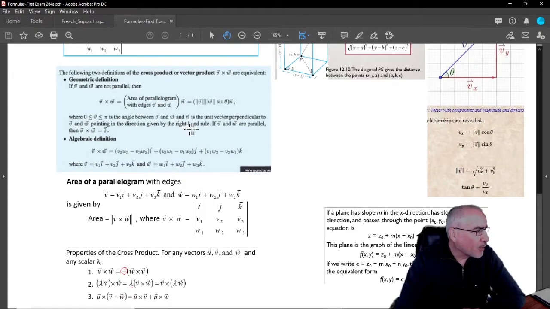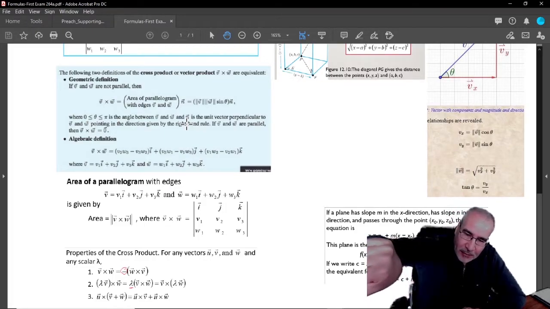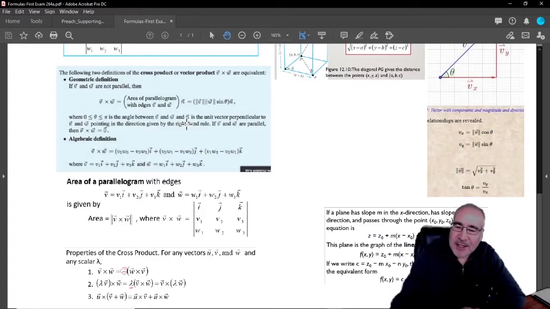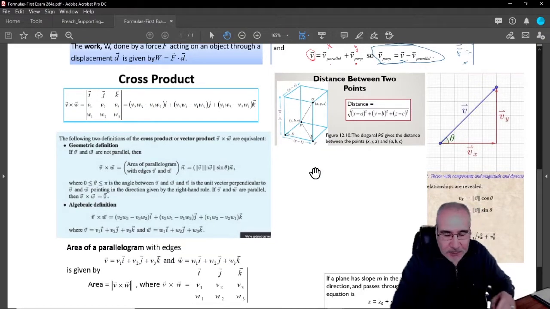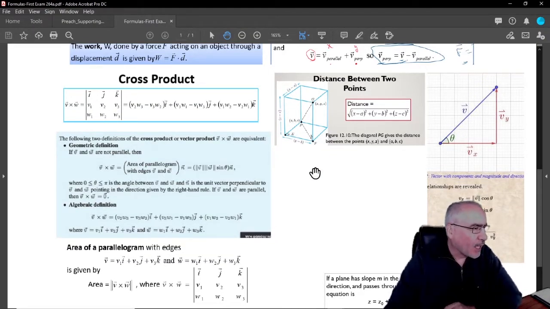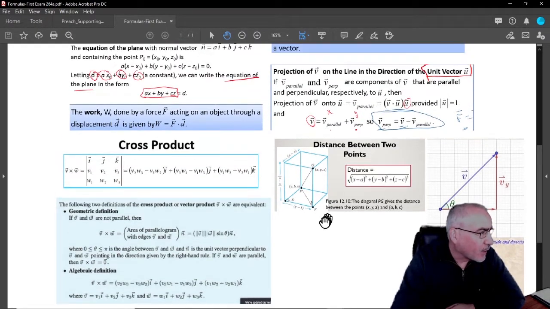So the geometric definition, remember with the right-hand rule, when we do a cross product, we're getting a vector that's perpendicular either this way or this way. So it's just the direction it's pointing. That's what the right-hand rule gave us. That's what the explanation gives you. I didn't remember seeing that directly in the text, but that's the result of doing a cross product.